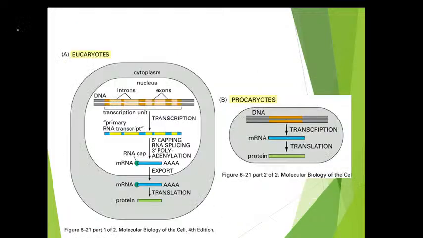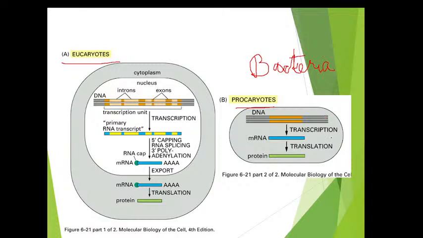Coming to eukaryotes and prokaryotes, prokaryotes have no distinct nucleus. An example of prokaryotes is bacteria. Bacteria don't have a nuclear membrane.